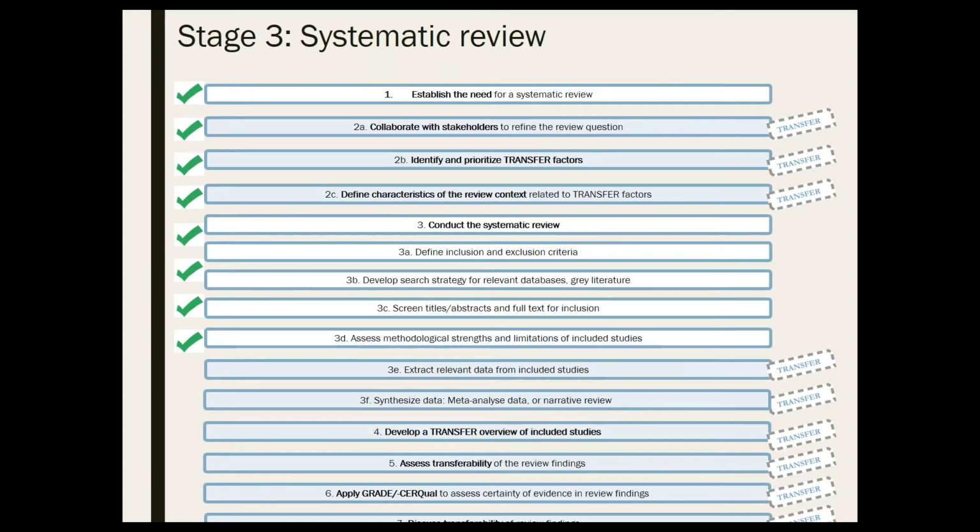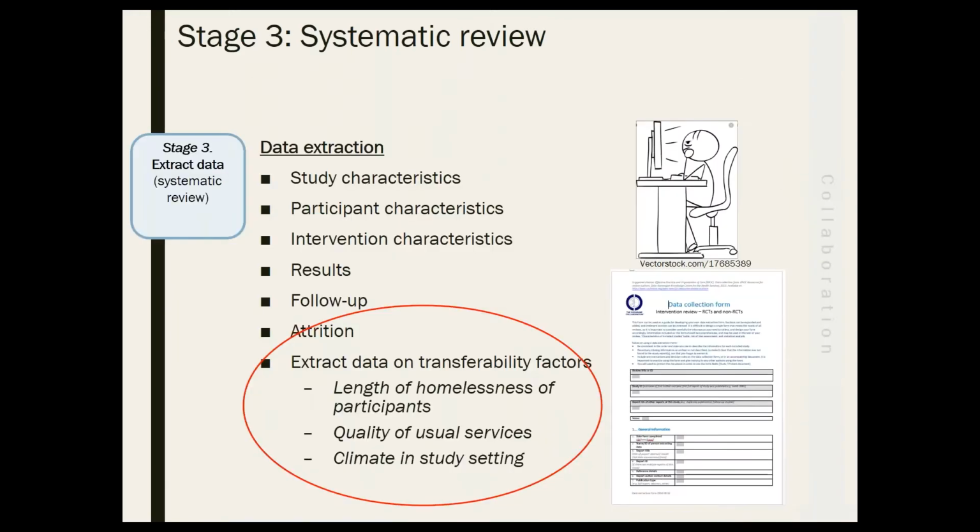But what we're at now is we're extracting relevant data from the included studies. So in addition to normal data extraction on study characteristics, participants, interventions, etc., we'd also extract data where available on the length of homelessness of the participants, the quality of the usual services, and the climate in the study setting. As you can imagine, some of these factors won't be available in the actual study, and you might have to go elsewhere to find the information. Most studies don't report whether it was hot or cold when they conducted their study, for example.